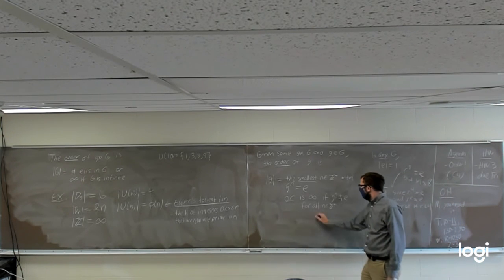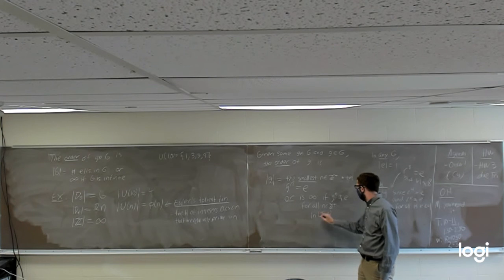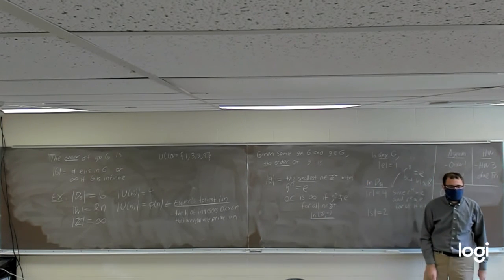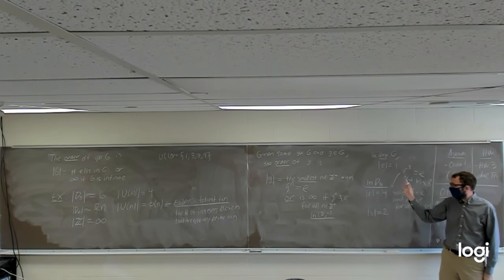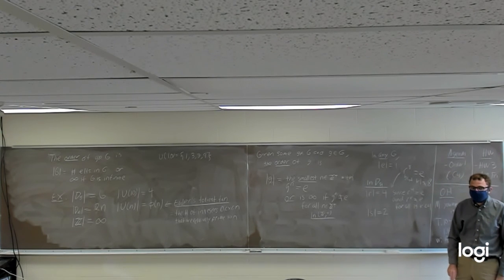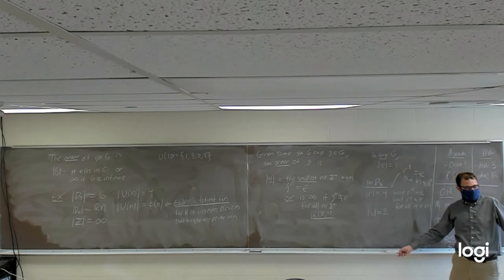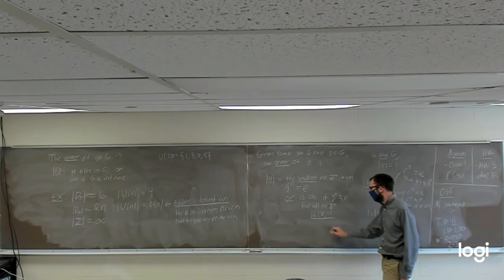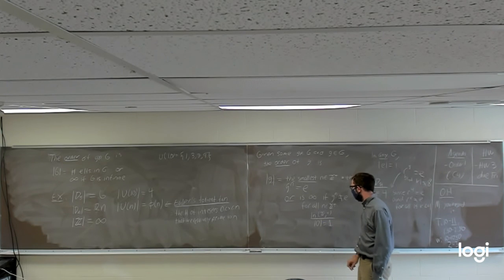But on the integers under addition, can anybody give me an element within the integers that has finite order? Are we at 0? Yeah. Okay. The identity element always has order 1, doesn't matter what group you're working in. So 0 is going to have order 1.